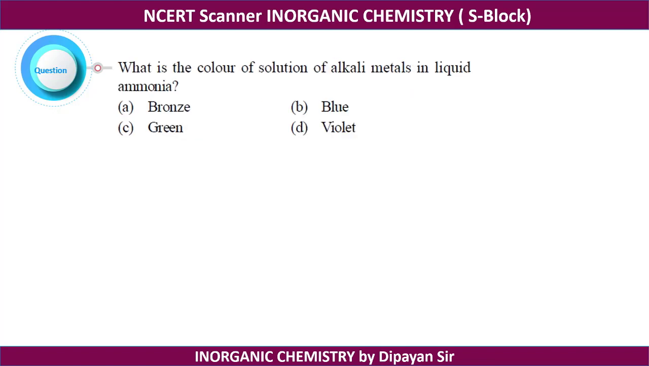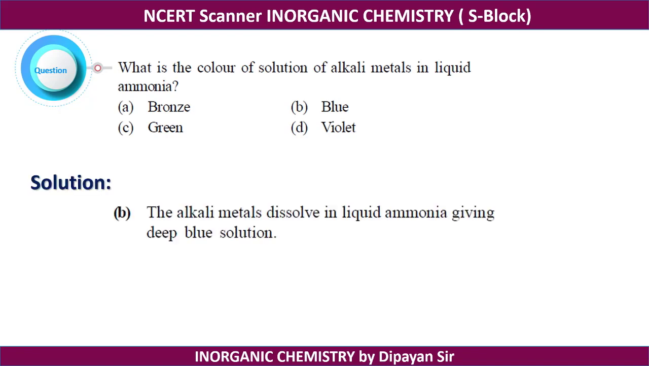In question number 4, what is the color of the solution of alkali metals in liquid ammonia? If we add an alkali metal in liquid ammonia, initially it will lose one of its electrons, and this positively charged metal will be solvated by ammonia, as well as the ejected electron, which is also solvated by ammonia. This electron is known as the ammoniated electron, and the color of this ammoniated electron initially is blue. The correct answer for this question is option B, that is blue.